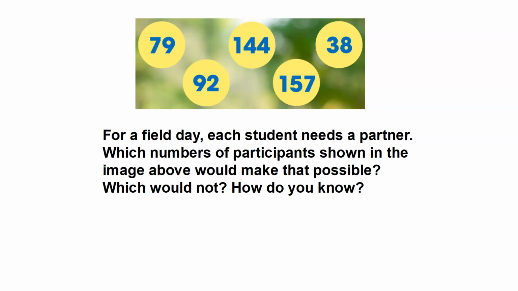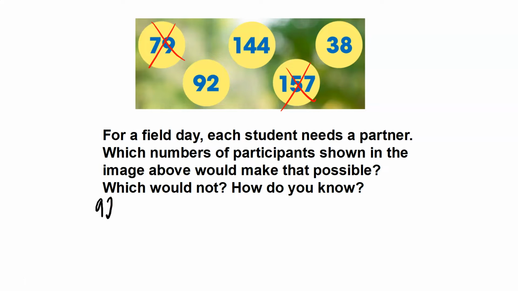Because everybody needs to have a partner, that means they're all going to be arranged in groups of 2. So if everybody's arranged in groups of 2, every number needs to be a multiple of 2. So I could eliminate 79 and 157 because they're not multiples of 2. That leaves me with just a few more to look through and try to figure out which ones are divisible. So I'm looking for divisibility by 2.